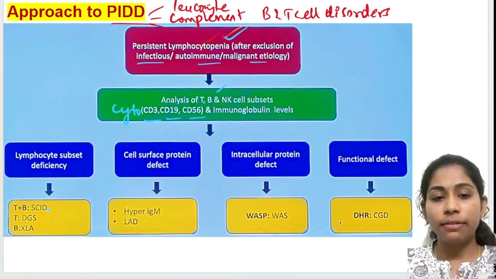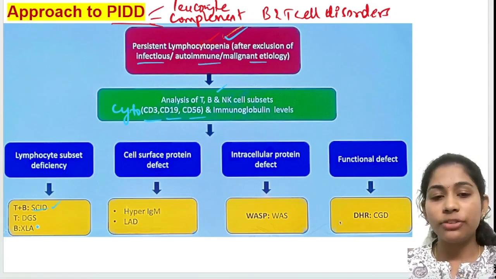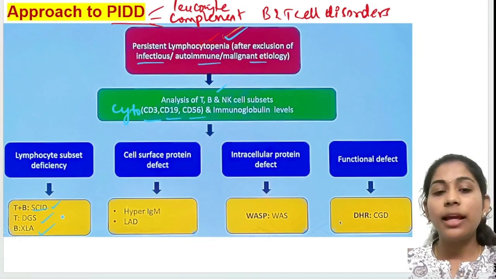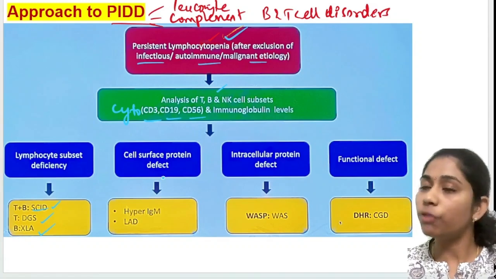if both CD3 and CD19 are deficient, then it is severe combined immunodeficiency, correct? And if only CD3 is deficient, it is DiGeorge syndrome, and if B is deficient, it is X-linked agammaglobulinemia. We'll discuss each and everything, don't worry, I'll explain everything. So here is the flow, how we'll approach it.